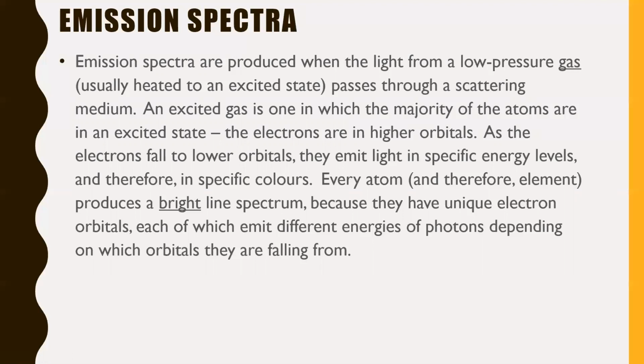Every atom, and therefore every element, produces a bright line spectrum because they have unique electron orbitals, each of which emit different energies of photons depending on which orbitals they are falling from. In other words, in plain English, because you can take the low pressure gas that's been heated, and take the emission spectra from each of those and get kind of a blueprint telling you what that gas would have been, that tells us that the amount of energy it takes to go from orbital to orbital within the orbital shells must be different depending on the element itself. So every element will have its own different blueprint, its own different orbital map, you could say, saying how those orbitals are going to behave.